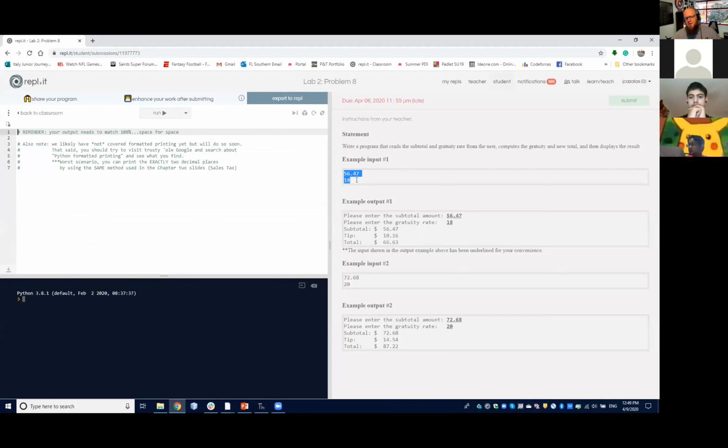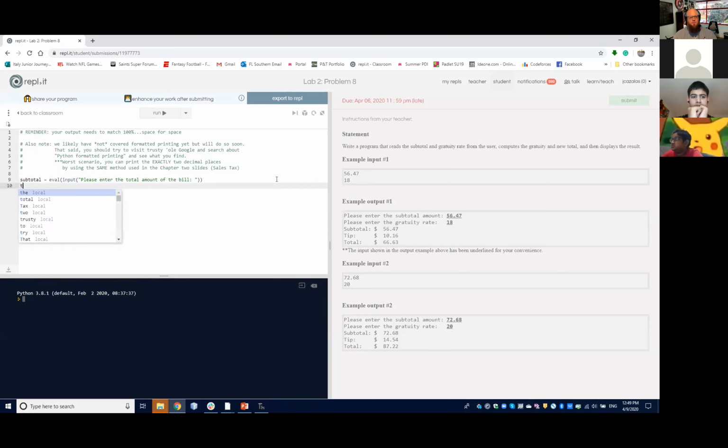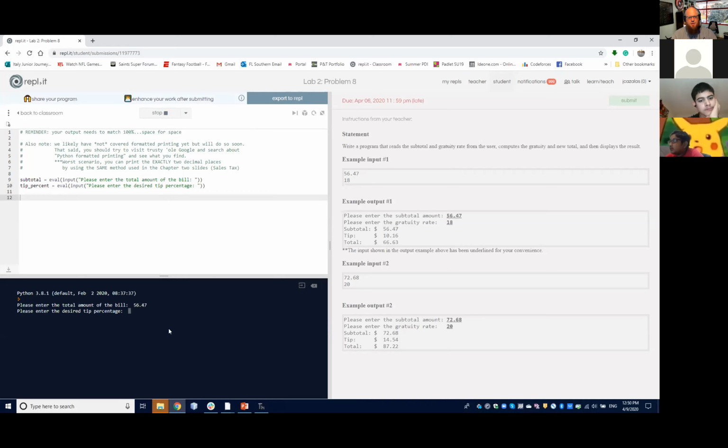Well, I want you to understand, on this input, we're not asking the user, please enter the total amount of the bill. So if you did this, if you said subtotal equals eval input, please enter the total amount of the bill. And then you said tip percent equals eval input, please enter the desired tip percentage. Let's say you want to tip 18%, which is kind of common. If you did that, and then you hit run, and you entered 56.47, and then you entered 18, and let's just say you printed all of this perfectly, it matches, you use formatted printing, everything looks fantastic, and then you hit submit. It's going to tell you wrong answer.